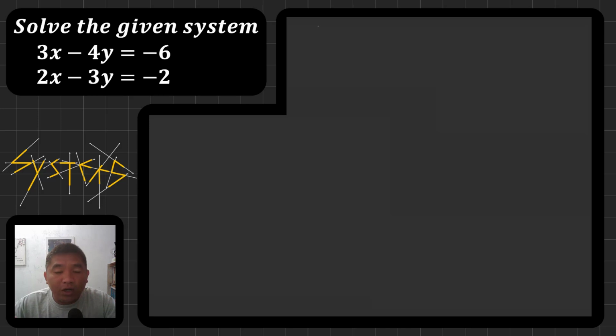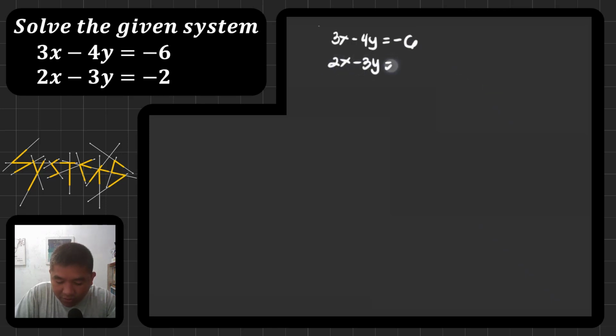Elimination method means we are going to pick a variable that we are going to remove first so that we will be able to solve the other. And once we solve that other variable, we are going to use it to solve for the first variable that we have eliminated. Part of this video as well is a checking of whether our solution will really satisfy both equations. So let me start by copying the equations here. The first equation is 3x minus 4y is equal to negative 6. The next equation is 2x minus 3y is equal to negative 2.